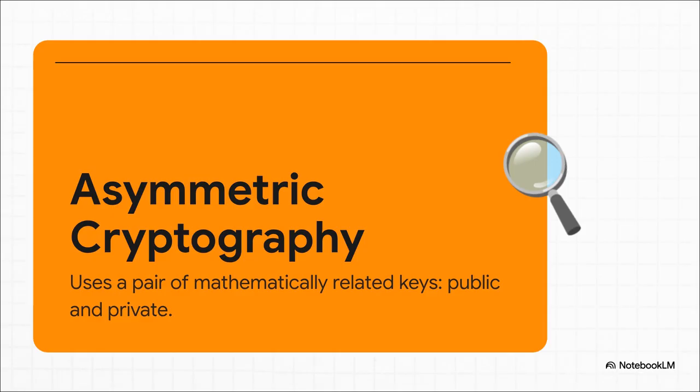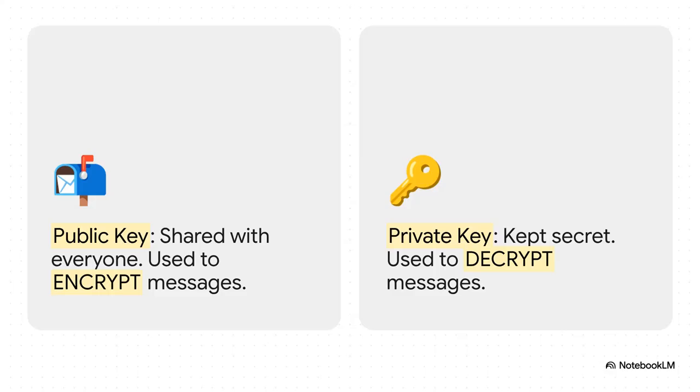Instead of one key, everyone gets a pair of keys that are mathematically linked together. They're like a matched set, two sides of the same coin. Whatever one key locks, only its partner key can unlock. Let's go back to that mailbox analogy, because it explains this perfectly.